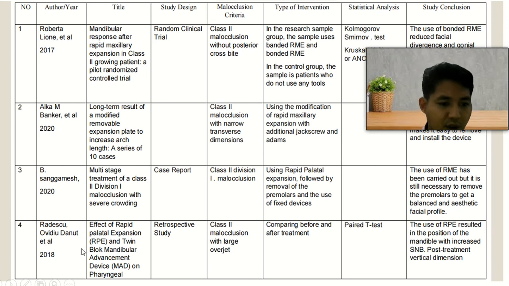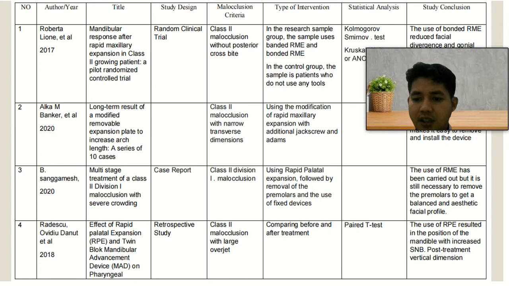Fourth, Radescu Ovidiu Danut et al., year 2018, with the title Effect of Rapid Palatal Expansion, or RPE, and Twin Block Mandibular Advancement Device on Pharyngeal airway. Malocclusion criteria: class 2 malocclusion with large overjet. The type of intervention compares before and after treatment. And the conclusion: the use of RPE results in a change in the position of the mandible with increases in SNB, and post-treatment vertical dimension.